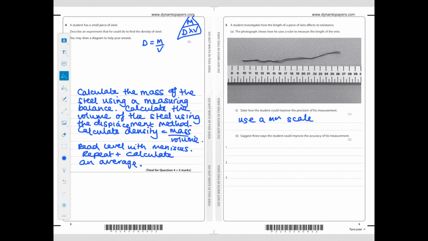Suggest 3 ways the student could improve the accuracy of his measurement. And accuracy is all to do with how correct an answer is. Now we can see from how the wire has been arranged, it's incredibly bent. So that's not going to give an accurate representation of its length at all. So first of all, we want to straighten the wire. Secondly, it seems to be hovering quite far away from the ruler, so we want to bring the wire closer to the ruler. And lastly, but very similarly, you want to make sure that the wire is parallel to the ruler.